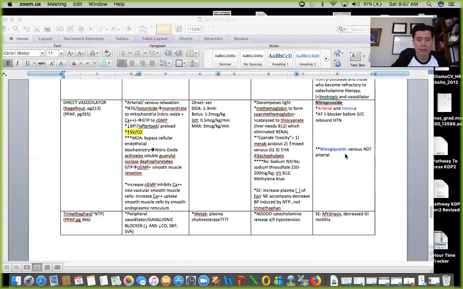So nitroglycerin, more venous than arterial, and we actually can see here the mechanism as I described earlier. The nitric oxide activates the soluble guanylate cyclase and phosphorylates it, and then changes GTP to cyclic GMP, which causes smooth muscle relaxation. And then here's more of the pharmacological mechanism of action, how it works right here, as I described with the endoplasmic reticulum. You can see there. That's how nitroglycerin works. What else?